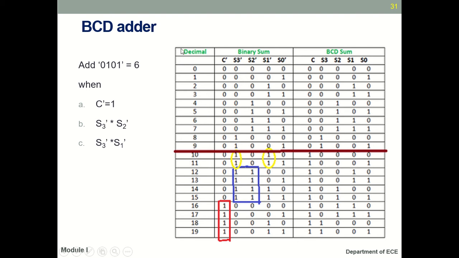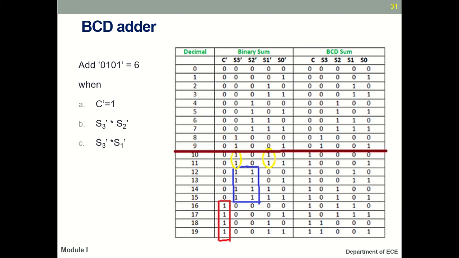So what steps do we have to take to convert the output binary sum into the BCD sum? Here you can see, as far as BCD is concerned, when you are getting an output above 9, you should add a 6 to that value.